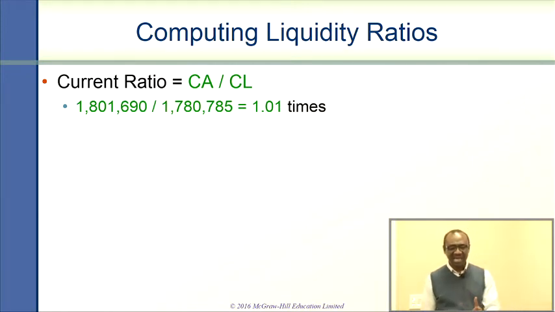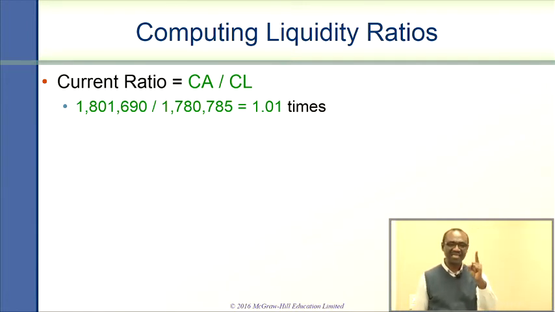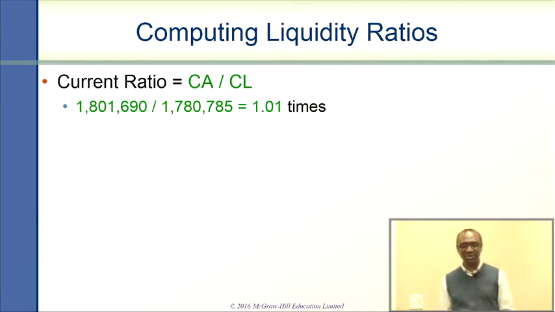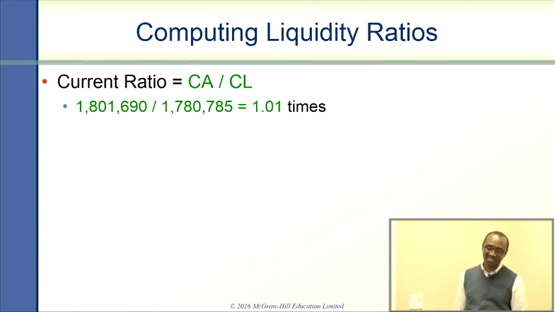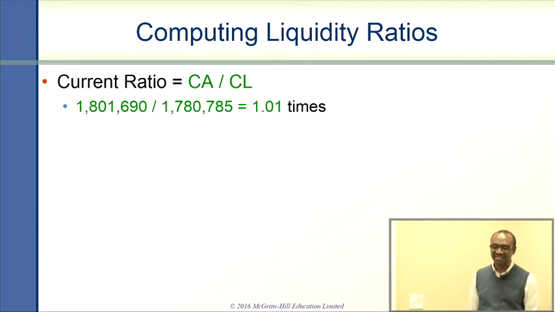And typically, how we measure it: for every liability, which is taken as 1, how many times are we able to pay it? So in this case, for example, the current asset we had was 1,801,690, and then we had current liabilities of 1,780,785. By dividing, it means we're able to pay the liability 1.01 times. That's the number of times we're able to pay it. Is that good or bad?